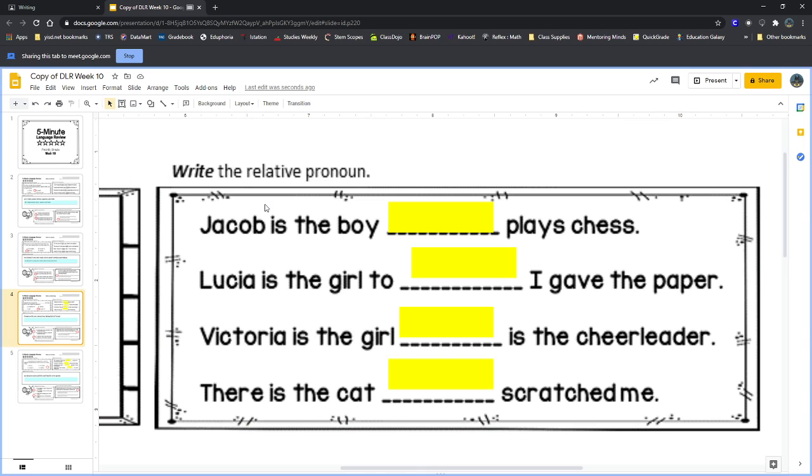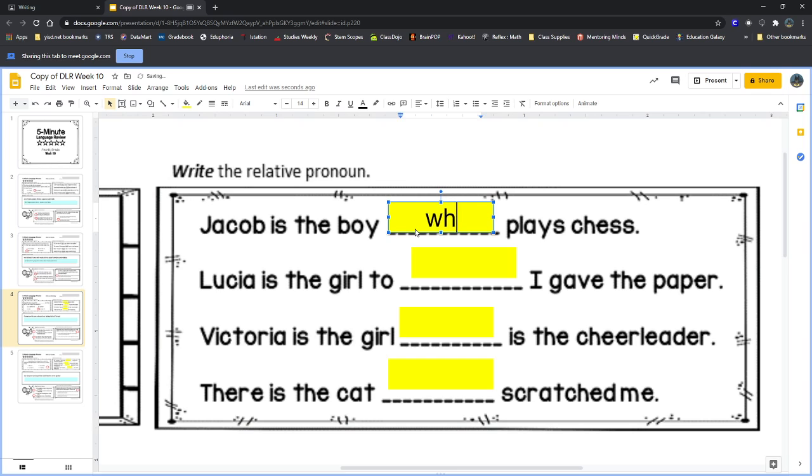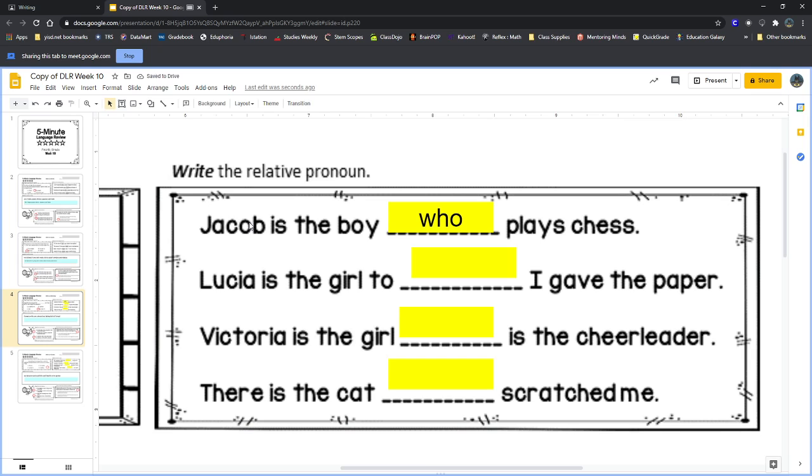Jacob is the boy blank plays chess. Kylie, what do you think? Well, we're talking about a boy, right? About a person. Would we use that to talk about a person? Who? Jacob is the boy who plays chess. If we were talking about the pieces that he uses, then we could use that. But since we're talking about a person, it would be who.